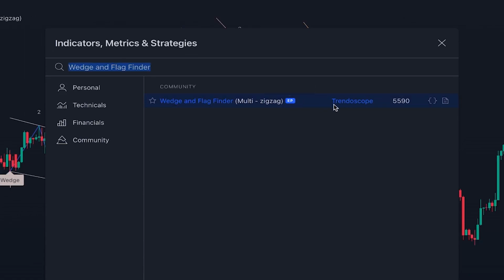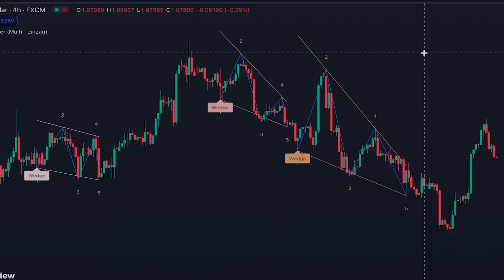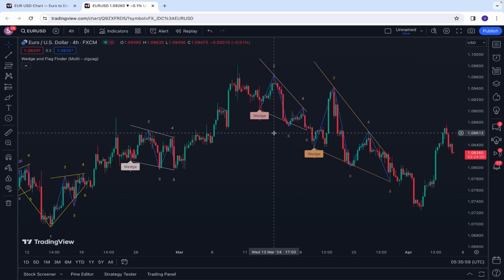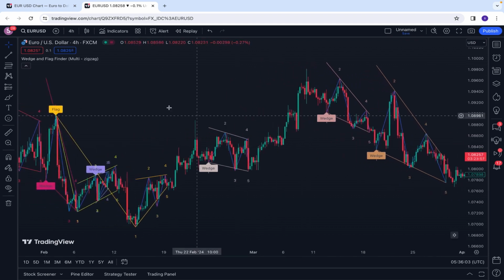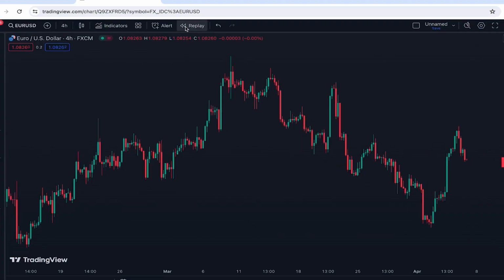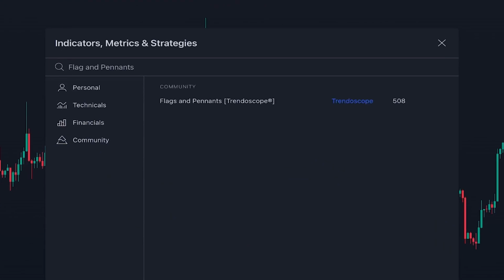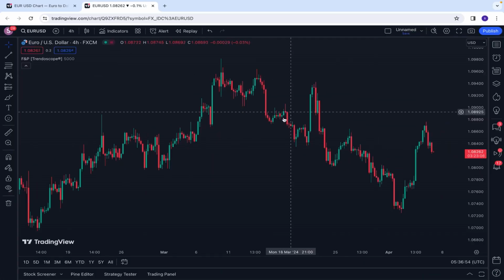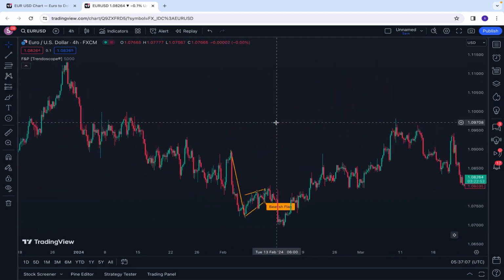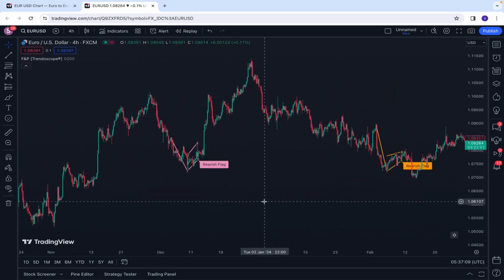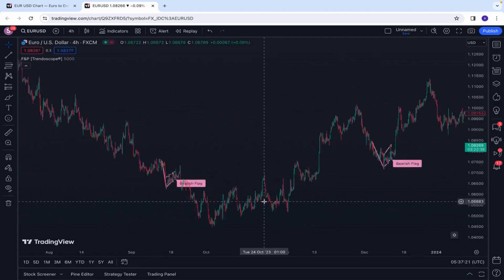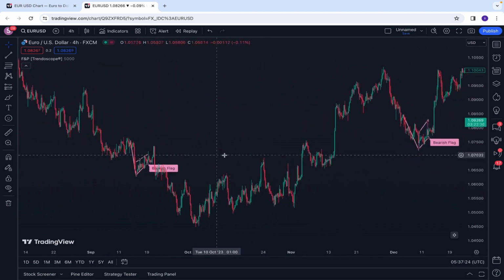The next price action indicator I recommend is Wedge and Flag Finder, this one, which is an editor's picks indicator and written by Trendoscope. This indicator helps you in identifying wedge patterns and flag patterns, which are popular patterns among price action traders. There is also another indicator, Flag and Pennants, written by the same author, Trendoscope, which is specifically designed for flag and pennant patterns. This indicator is a good choice if you are focused on these two patterns, which are used for catching explosive movements of the market, especially on shorter time frames.